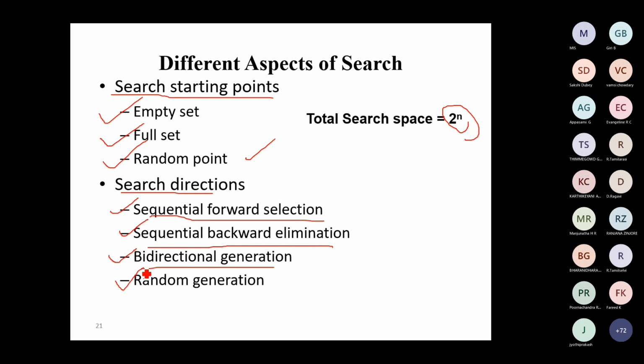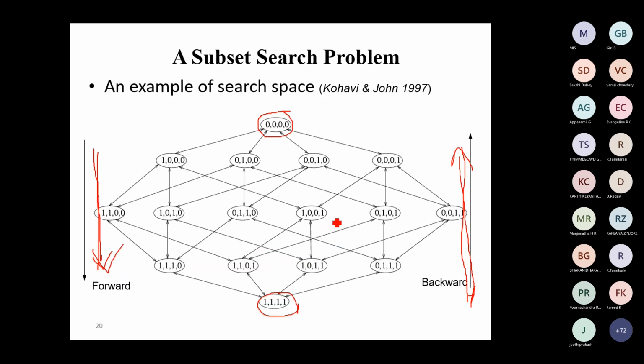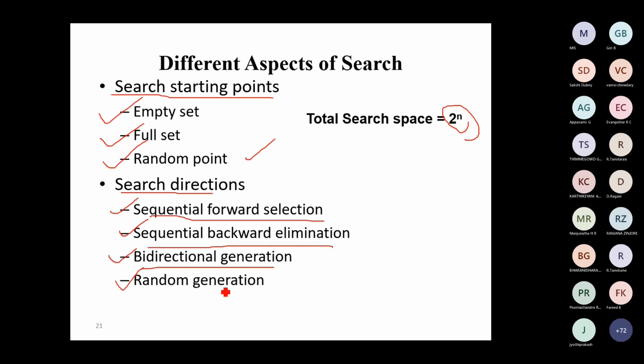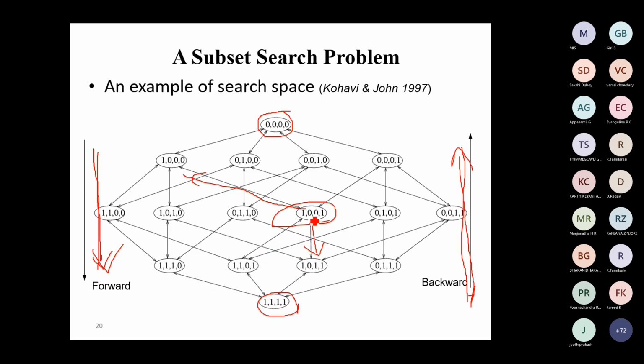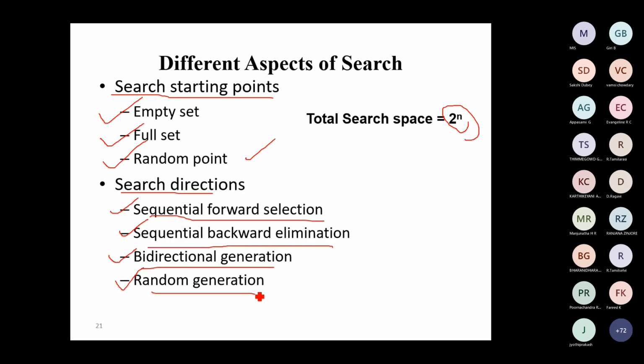And we have bidirectional generation. Bidirectional generation says that if you are in this position, either you can remove one feature or you can add one feature. It can go in both directions. And the next one is random generation. In random generation, we do not follow the links. We can go from here to here, so it can go in any random direction. That is the random generation method.